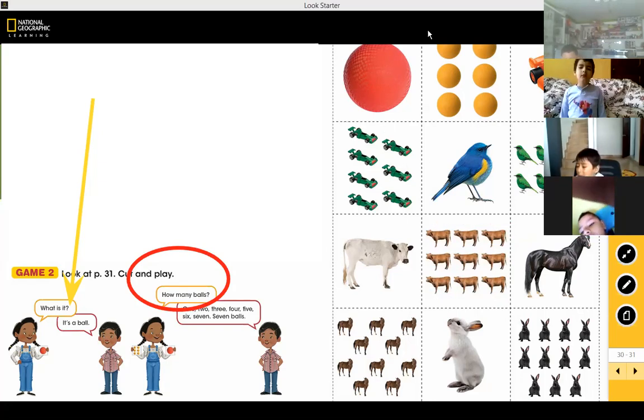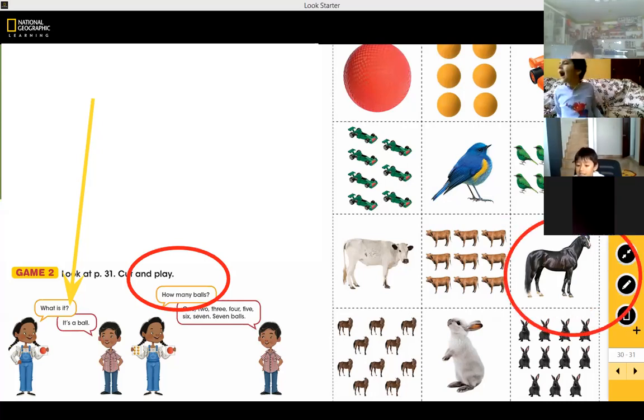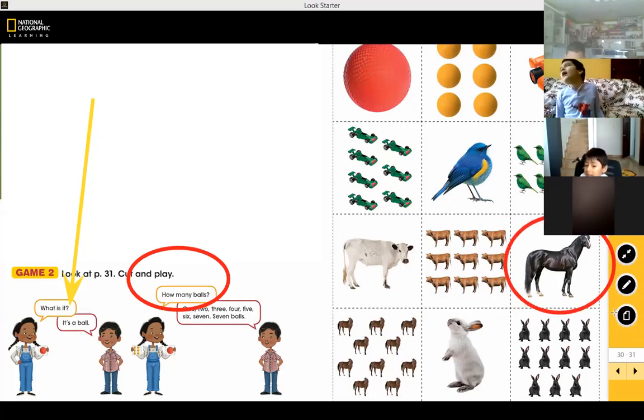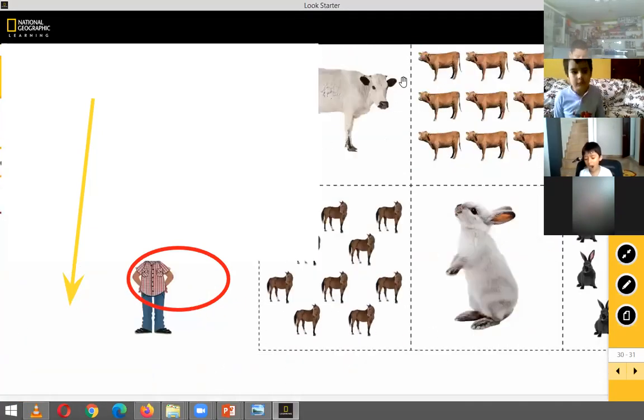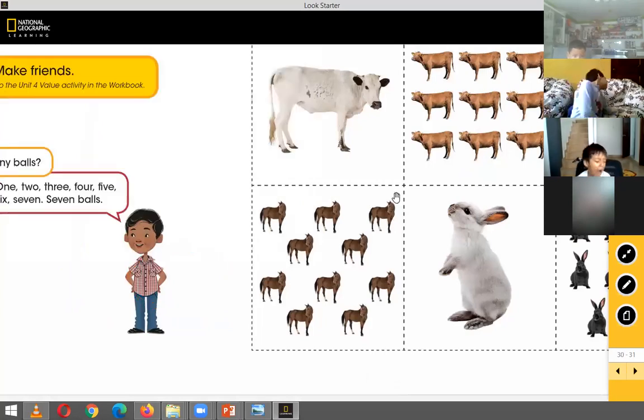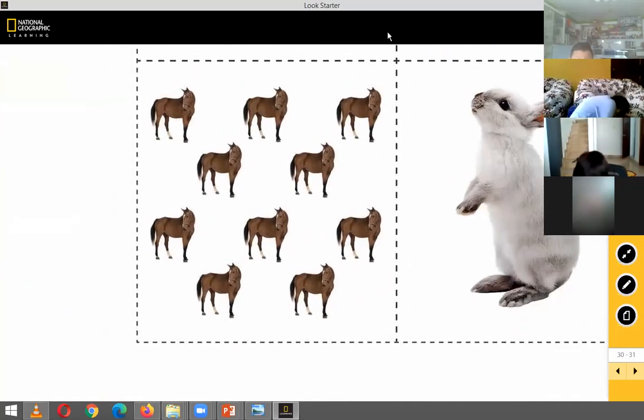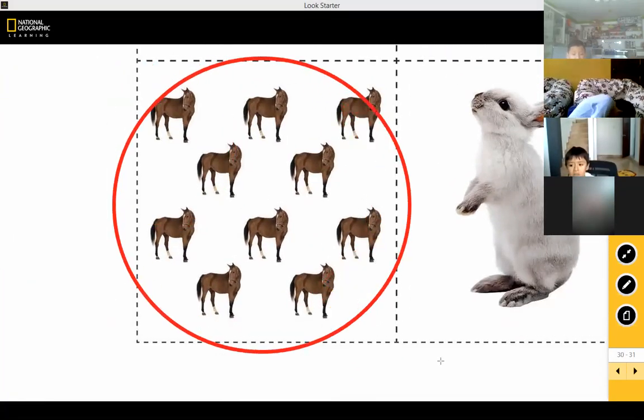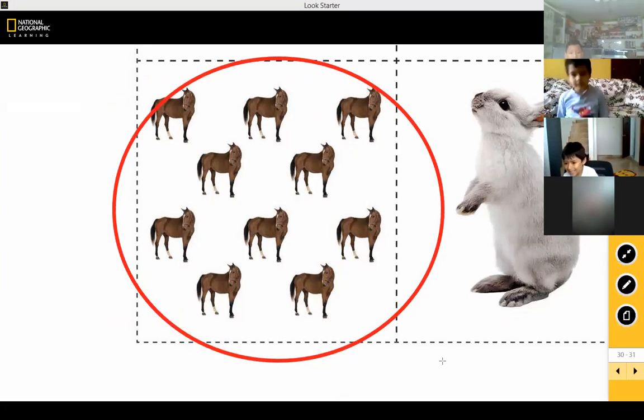Now, 1, 2, 3, 4, 5, 6, 7, 8, 9, 10. Very good. Now, Adrián, excuse me, Adrián. We're going to do this activity very quick. What's this, Adrián? It's a horse. Excellent. Now, tell me on this part. How many horses? How many horses, Adrián?